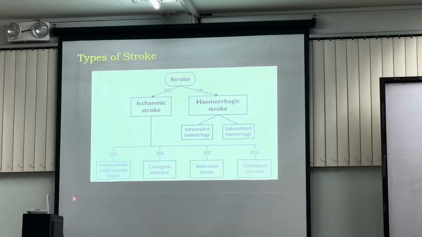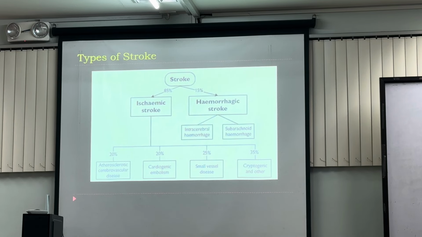So the type of stroke, if you make a wild guess between case A, the blue one, and the red case, your guess would be ischemia, because by incidence you have more ischemia, about 85% ischemic or occlusion compared to a hemorrhage. So somebody comes in with an acute onset of hemiplegia, you think it's an infarct by incidence alone. And then there are 15% hemorrhagic stroke.